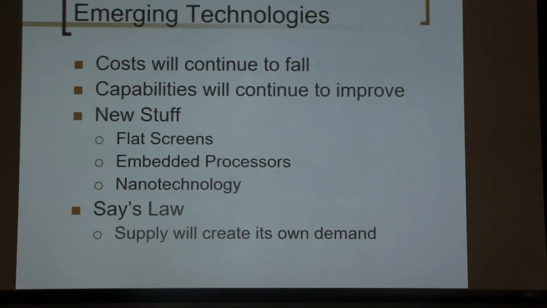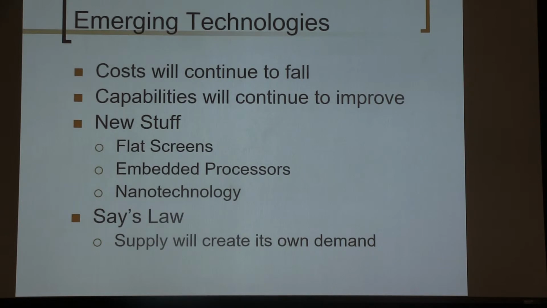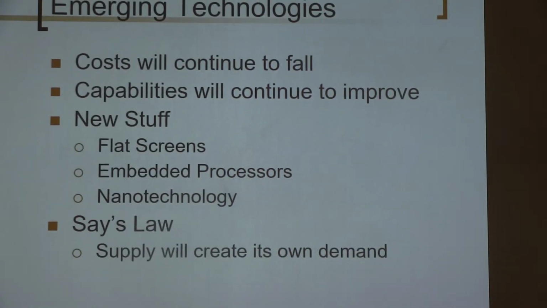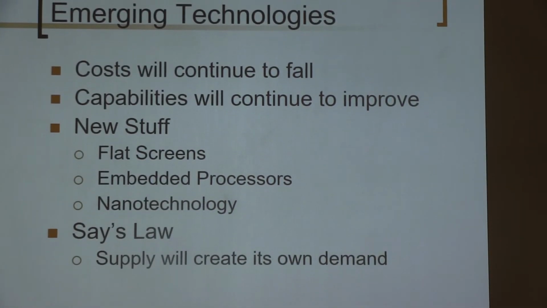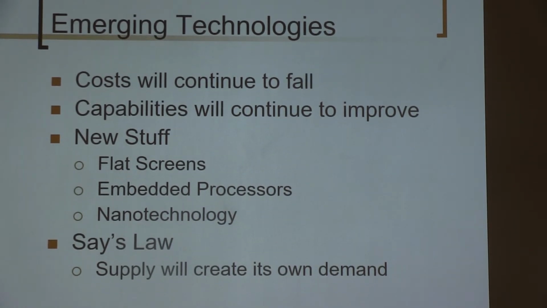So let's talk just a little bit about the emerging technologies, things that are coming and what you can kind of expect, right? Costs are going to continue to fall, right? This market is still price-wise in free fall. The prices are always going to get better. As soon as you buy something, it's going to be obsolete, and the next generation is going to cost less. Capabilities are going to continue to improve, right? Things are going to run faster. There's going to be more memory. Visuals are going to be much, much better.